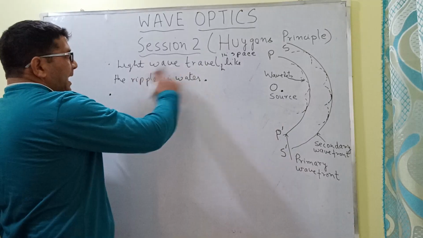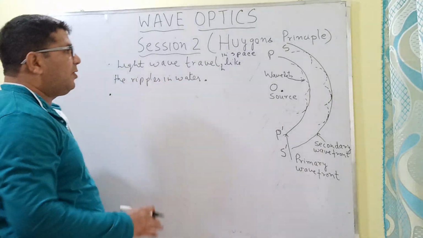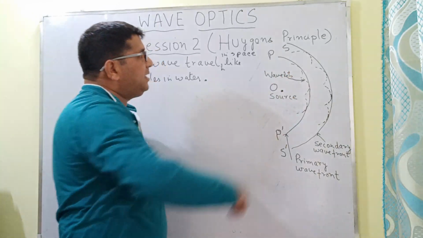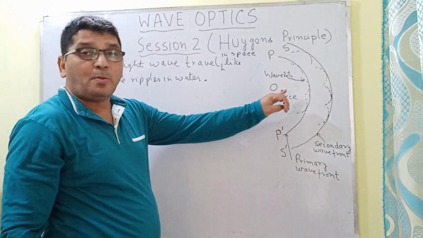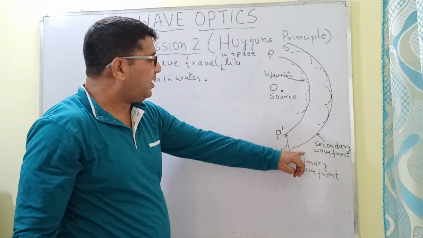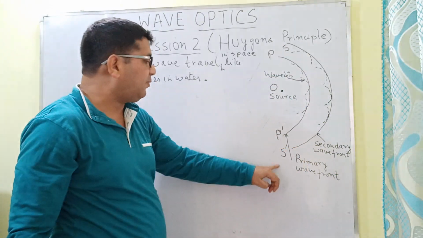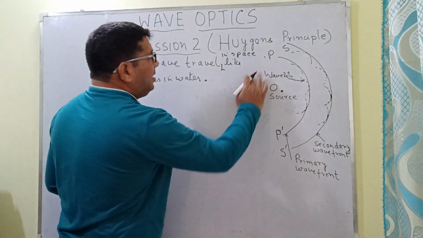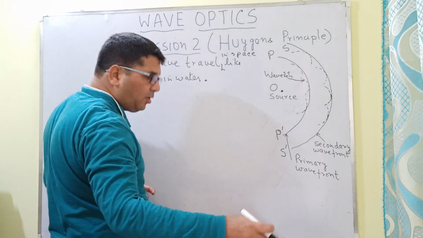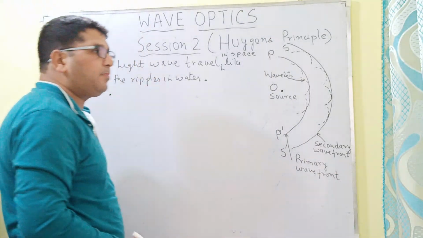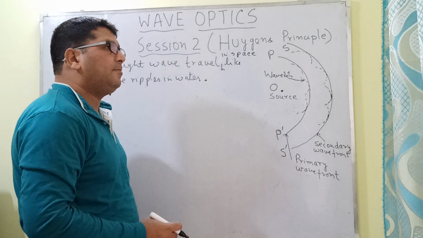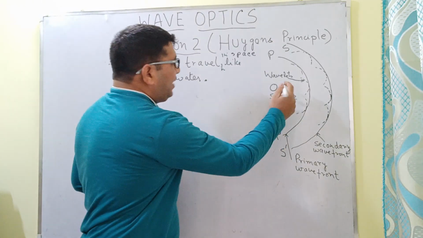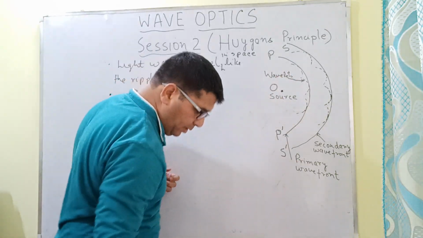So light is traveling in space like the ripples in the water, and the light travels due to the propagation of the secondary wavefront. These secondary wavefronts are generated from the primary wavefront. But Huygens principle has one drawback, that it was not able to explain properly the formation of the back wave. I will just draw it here.